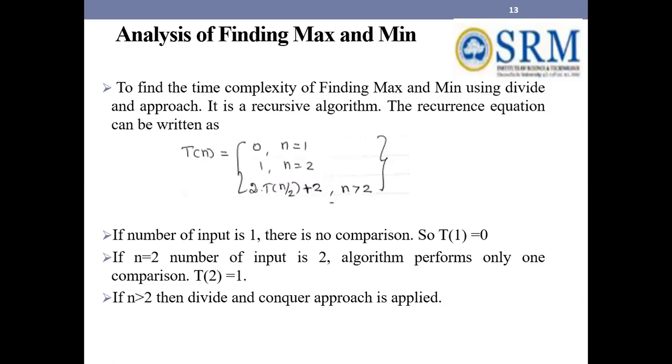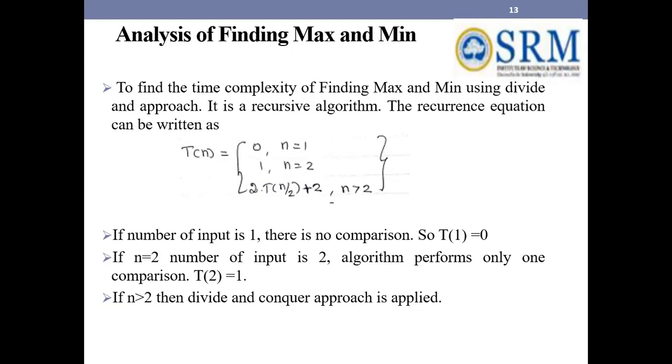And n equal to 2: if the array has 2 elements, the algorithm performs only one comparison. That is the case of finding the greatest of 2 numbers. Otherwise, if n is greater than 2, it is 2 into T of n by 2 plus 2. The given problem is divided into 2 subproblems of size n by 2, and in each iteration the algorithm performs a maximum of 2 comparisons. So this is the recurrence relation for finding max and min.